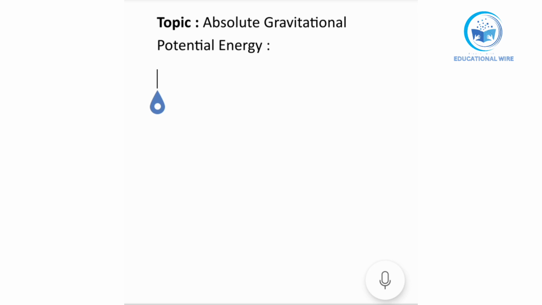So now we will start our new topic, that is absolute gravitational potential energy. So firstly we should know what absolute gravitational potential energy is.